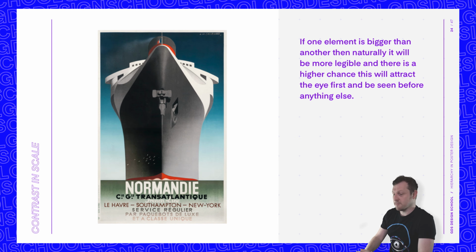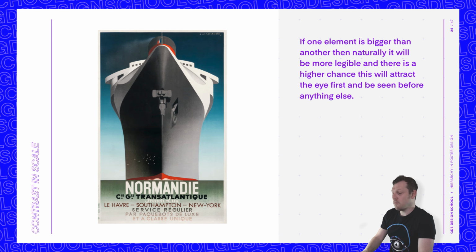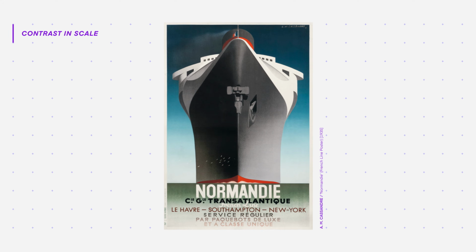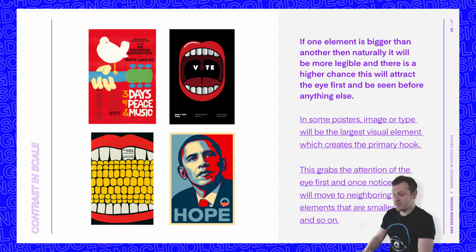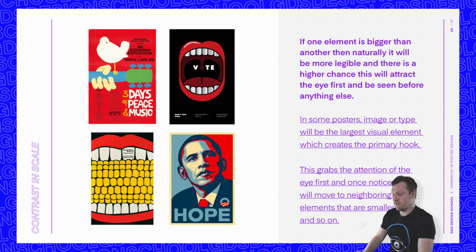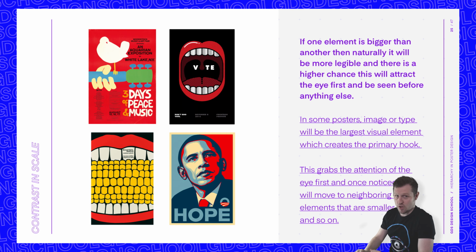The next way hierarchy can be achieved is contrast in scale. Now, if one element is bigger than another, then naturally it will be more legible and there is a higher chance this will attract the eye first and be seen before anything else. In some posters, image or type will be the largest visual element, which creates the primary hook.